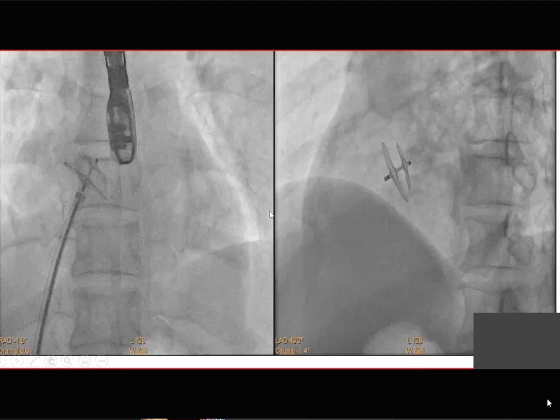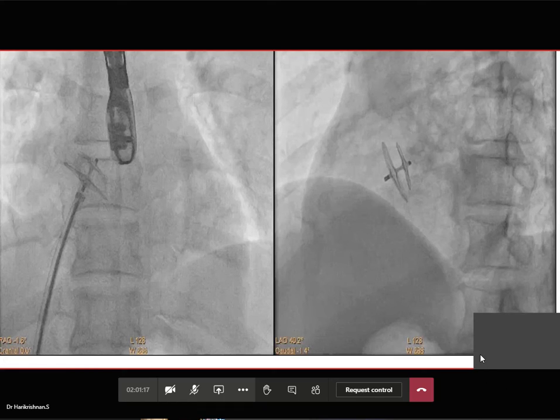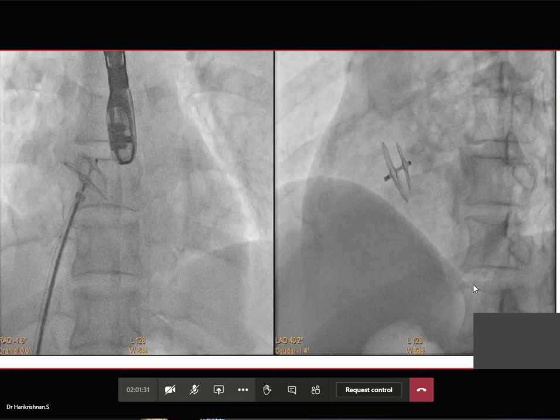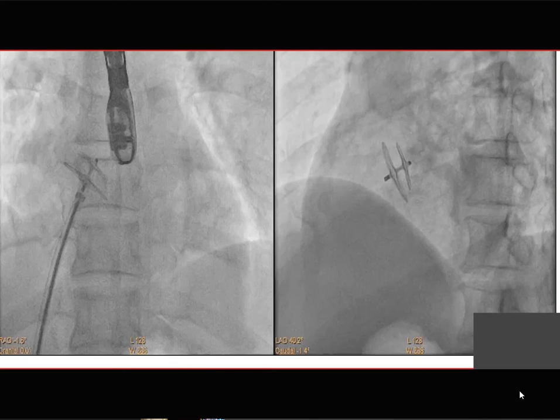What is this device? ASD. Okay, what is the ASD device? Which rim is more, left atrial or right atrial? Left atrial. Right. It is not ASD. It is PFO. So tell which device this is, and what is the other difference between a PFO device and an ASD device?